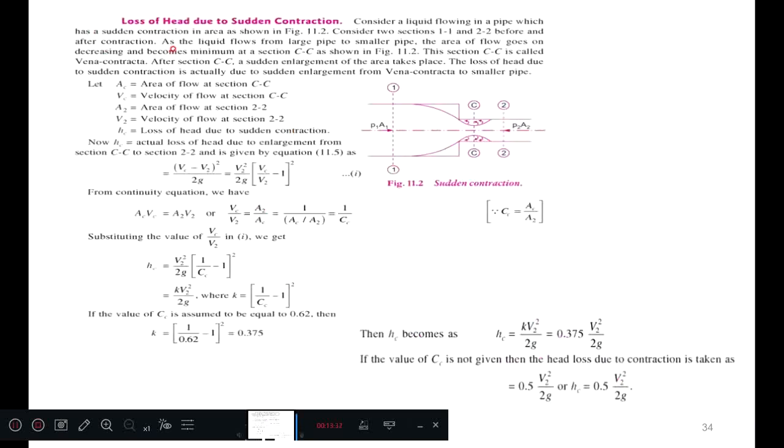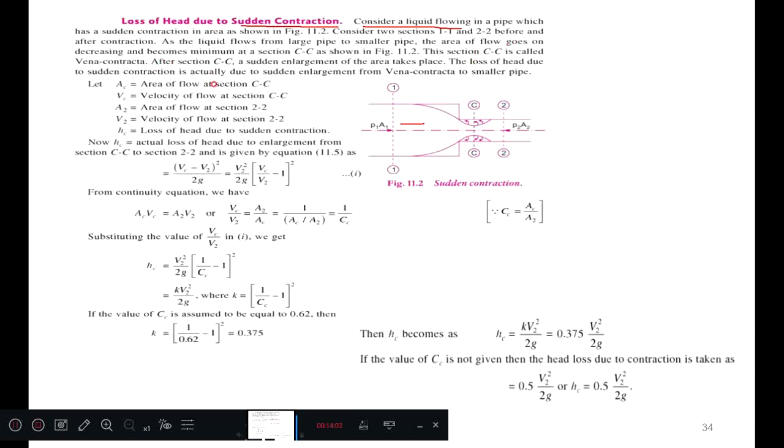Now the next is loss of head due to sudden contraction. It is a reverse of sudden expansion: initially the larger pipe, then the smaller pipe. Consider liquid flowing in a pipe which has a sudden contraction in area, as shown in this figure. Consider the two sections again, section 1 and 2, before and after the contraction. The liquid flows from the larger pipe to the smaller pipe, from this section to this section, larger to smaller.